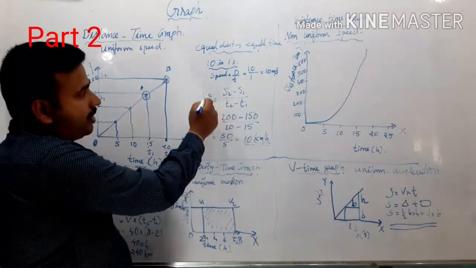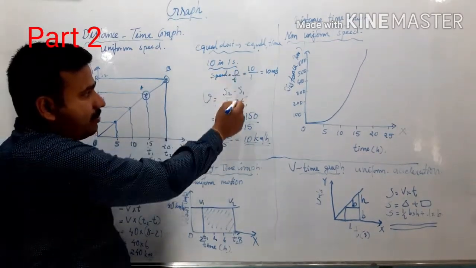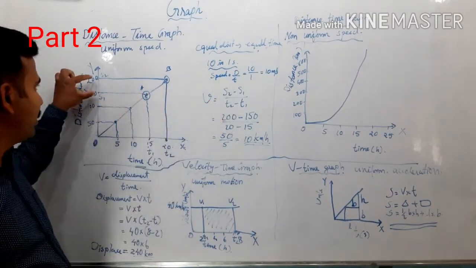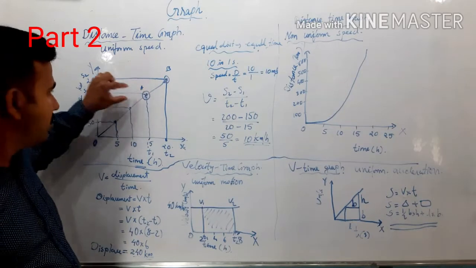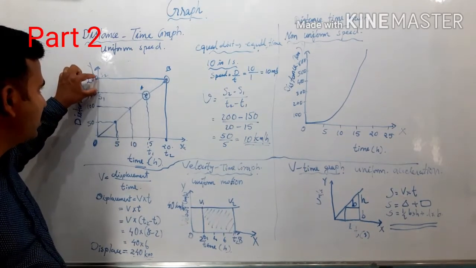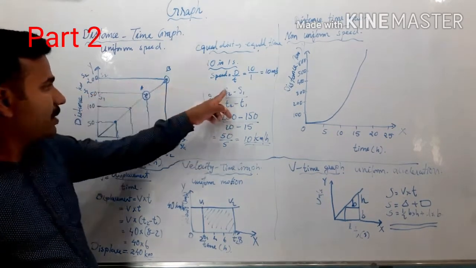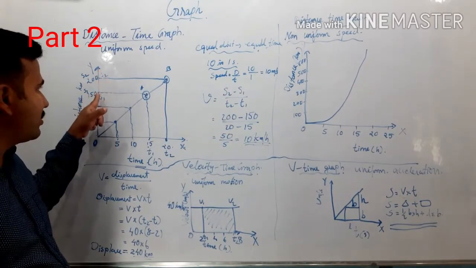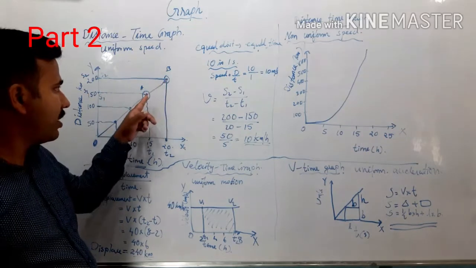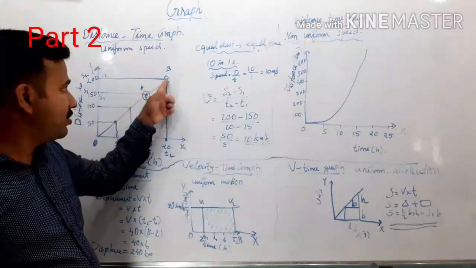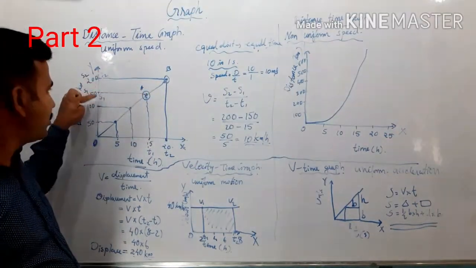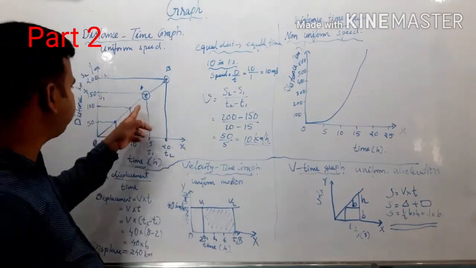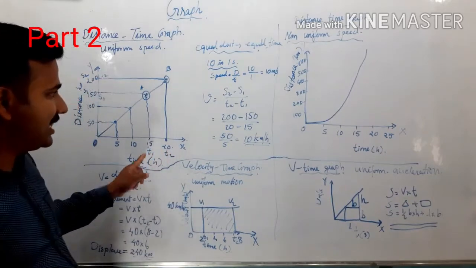Now, what is speed? Distance traveled upon time taken. From the graph we can see the distance traveled between these 2 points we have taken. That will be S2 minus S1. Between these 2 points, the distance traveled will be S2 minus S1, and the time taken for that particular journey will be T2 minus T1.